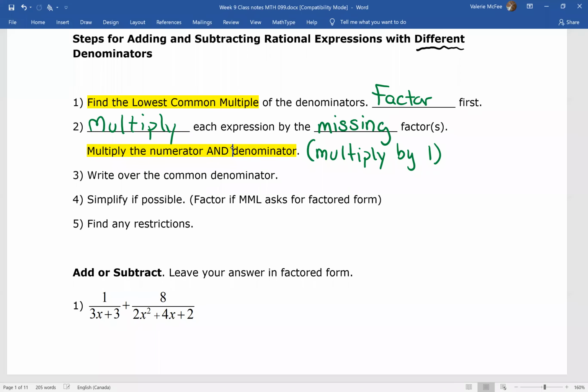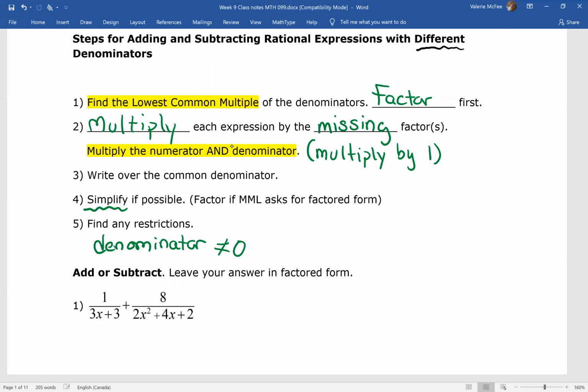Remember, when you multiply by 1, you're changing the way a fraction looks, but we're not changing its value. Now we're going to have our numerator over a common denominator. We'll simplify if possible, because of course we know we should always simplify a rational expression. And if MyMathLab asks for factored form, make sure you factor everything. And finally, just for practice, we're going to find any restrictions, remembering that the denominator cannot equal 0.